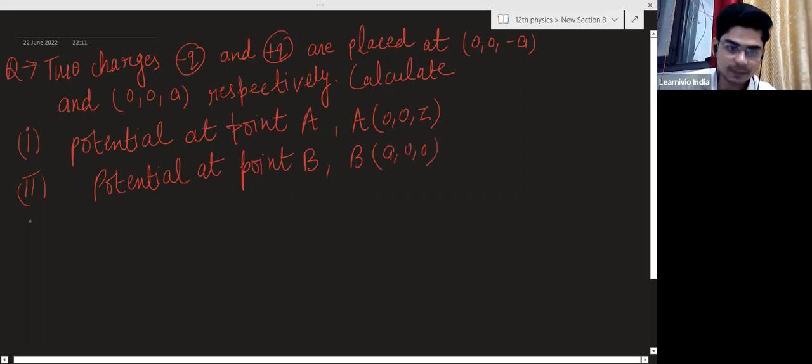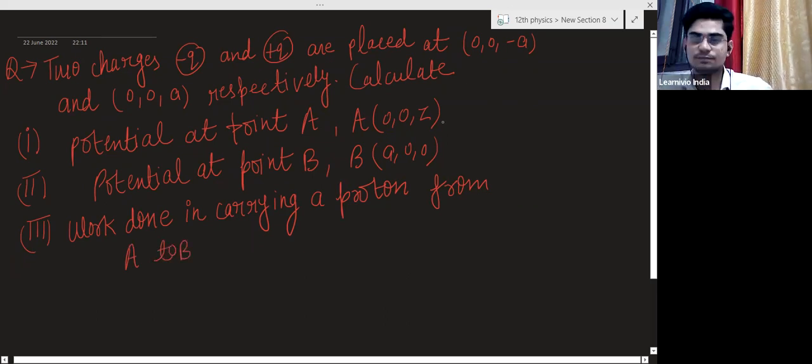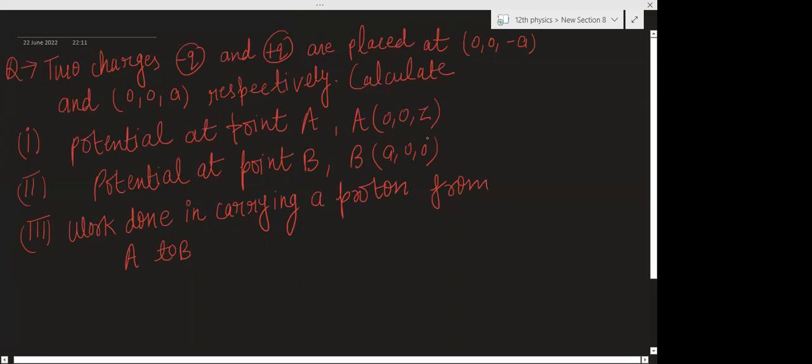Fine. And the third part of the question is to calculate the work done in carrying a proton from A to B. This is our question, Hamza.